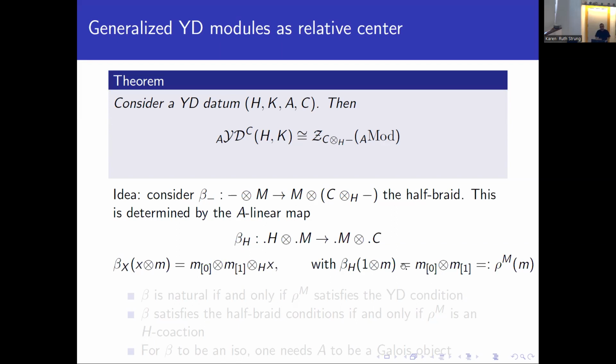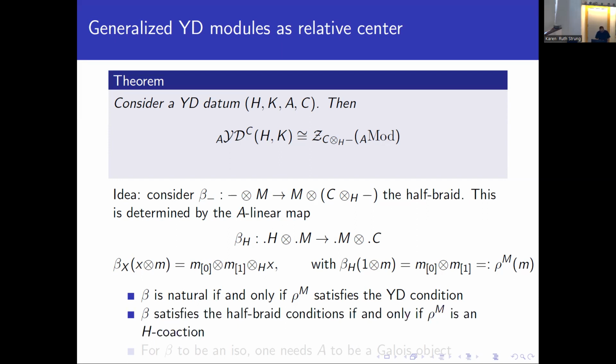And then we can prove similar things. There are some techniques that are a little bit different from the usual YD module, but I will skip all the details. Basically, we got a similar result to the usual YD module. So if beta is natural, then these coactions satisfy the general YD condition. And if beta satisfies the half braid condition, then this is an H coaction. This is if and only if. This is also if and only if.